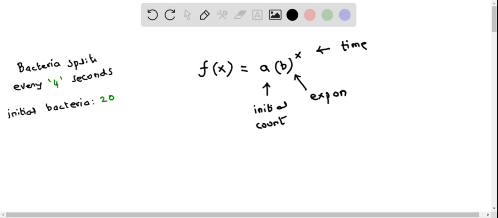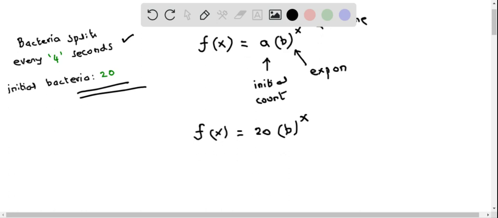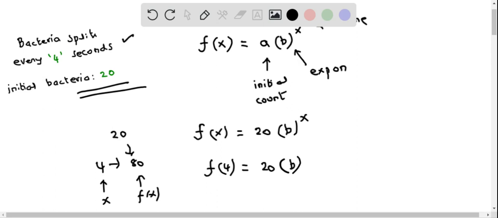So since we know that the initial bacteria is 20, we can write down this model as f of x equals 20 times b raised to the power of x. Now let's use this condition, that it splits every 4 seconds. So after 4 seconds, the bacteria which was 20, this will become 80. So we can substitute this information into this model. That is, when x equals 4, f of x equals 80. So I'm going to replace x by 4. Therefore, this becomes f of 4, and this equals 20 times b raised to the power of 4.